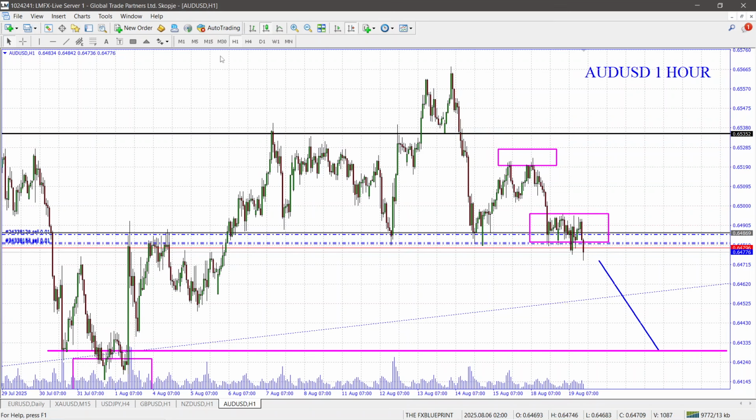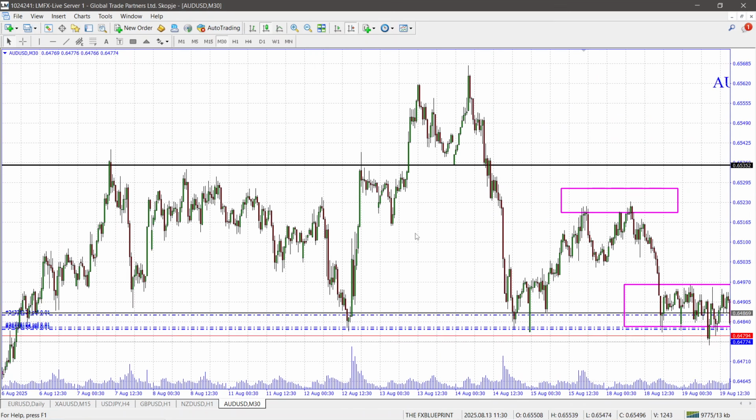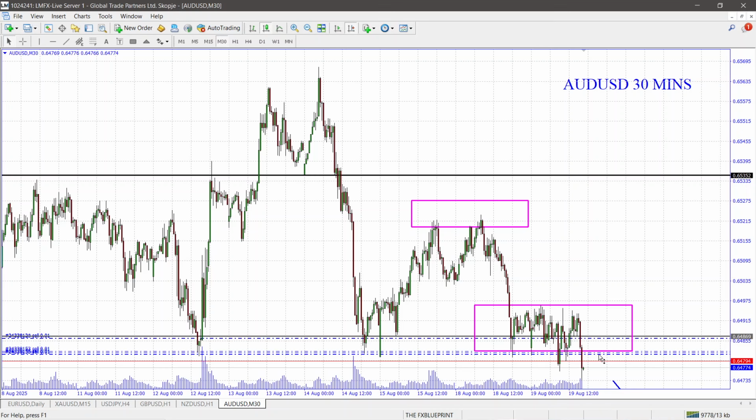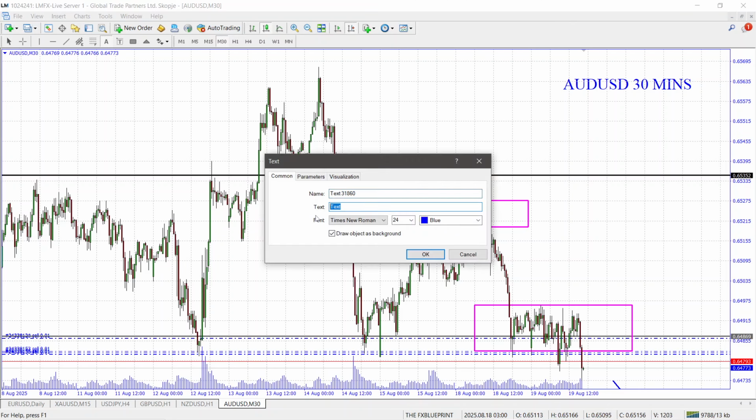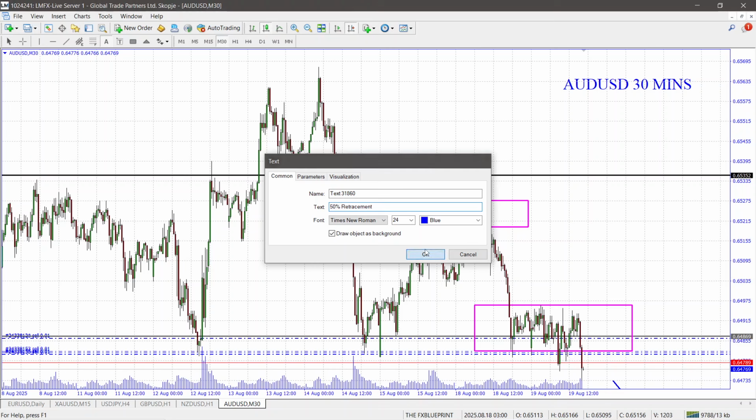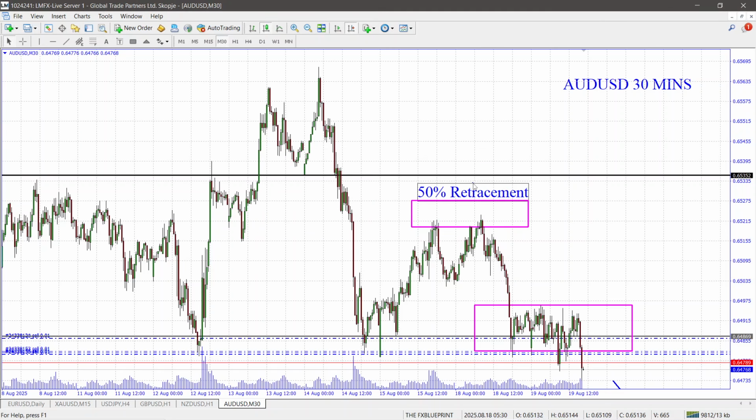If you're not a swinger, you're a scalper, you want to get into the smaller time frames. You're looking at 30 minutes right here. You can clearly see there was a consolidation. I've highlighted this as a retracement. We can easily put a label here that says 50% retracement. We put that label that says 50% retracement right here.